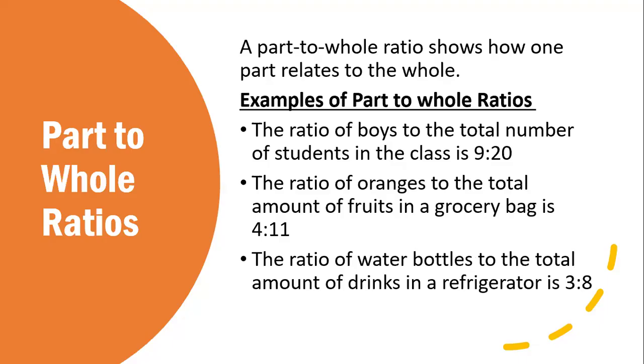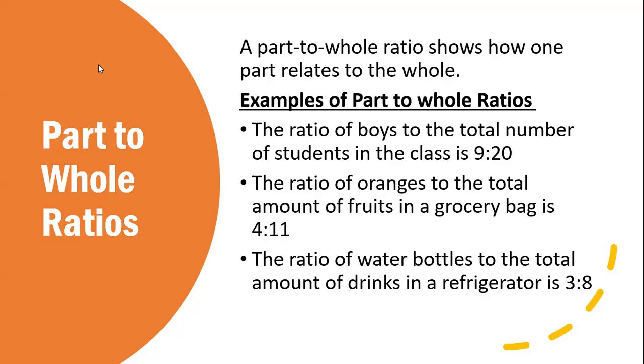So when we're talking about part to whole, we're comparing a subset to the total number of students or elements in the set, right? But when we're talking about part to part, we're taking one subset and the next subset, we're comparing them, right? So part to whole compares one smaller portion to the bigger portion, and then part to part compares two small portions, right?